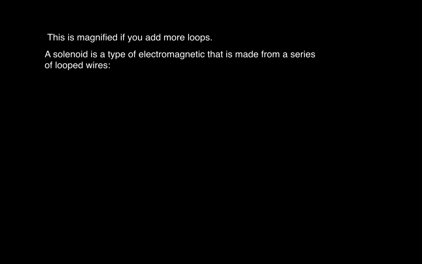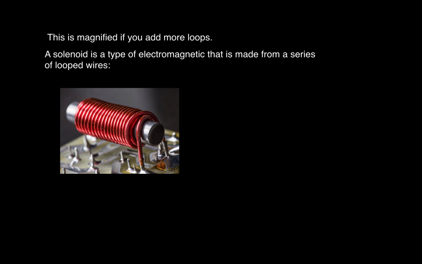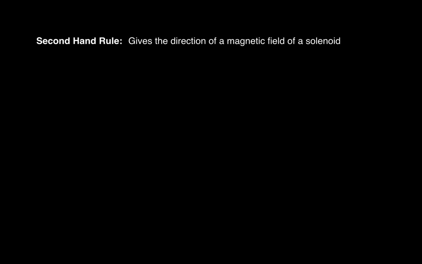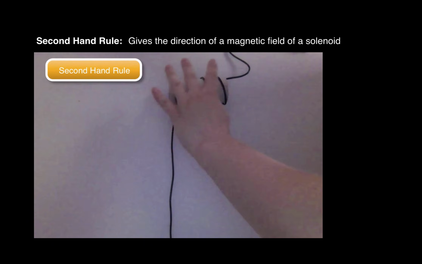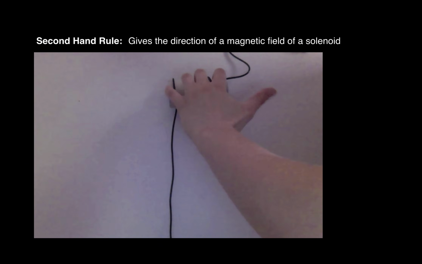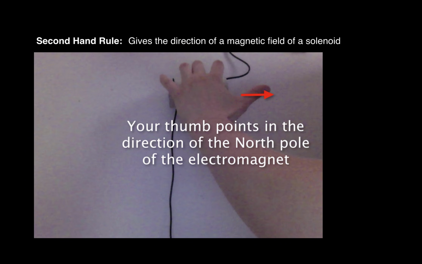A solenoid is a type of electromagnet that is made from a series of looped wires. It would look something like this in real life, but we'll draw it more like this. The second-hand rule gives us the direction of a magnetic field of a solenoid. For the second-hand rule, you wrap your fingers around the solenoid in the direction of the current. Your thumb points in the direction of the north pole of the electromagnet.